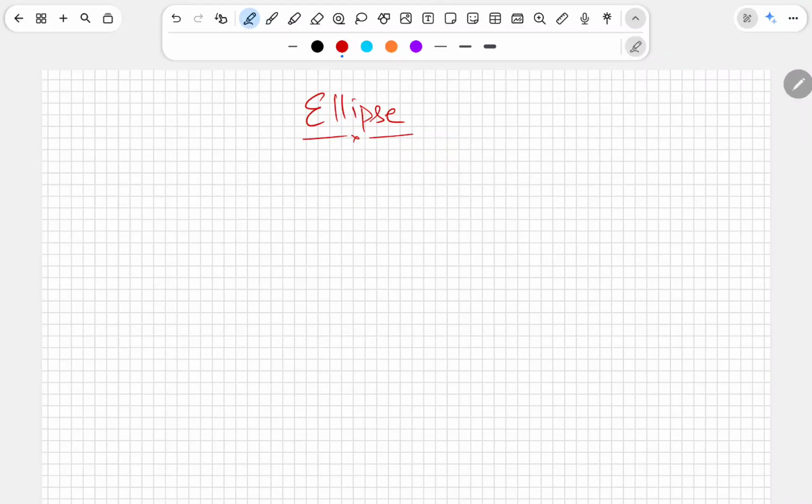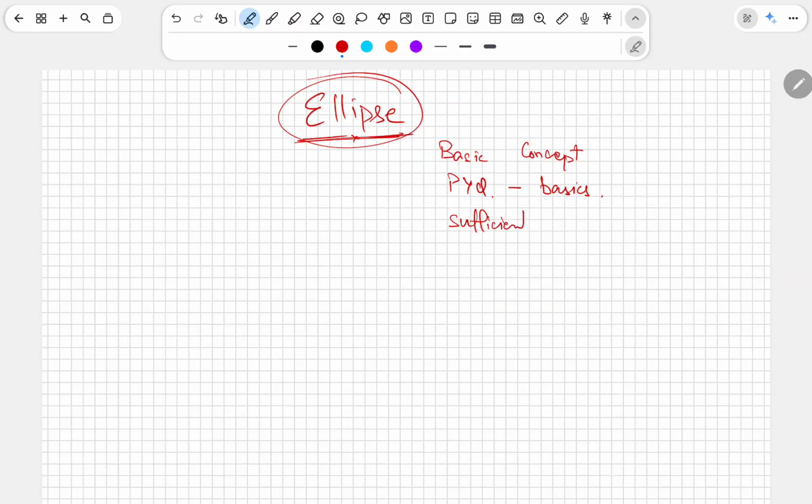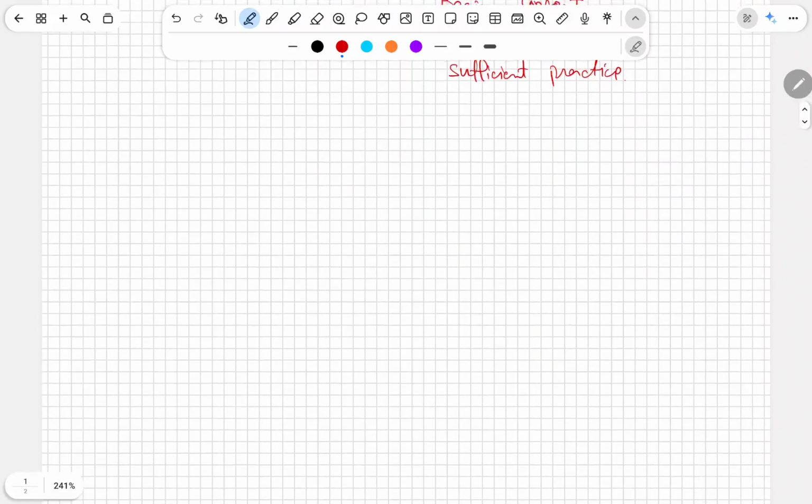Hello guys, today we'll be studying ellipse. This is a part of coordinate geometry. We'll be covering the basic concept of the chapter ellipse. Along with that, we will also cover previous year questions which will be solved from basics. So if you have no clue about ellipse, this is going to be sufficient practice for you. Okay, let's begin with the basic concept.